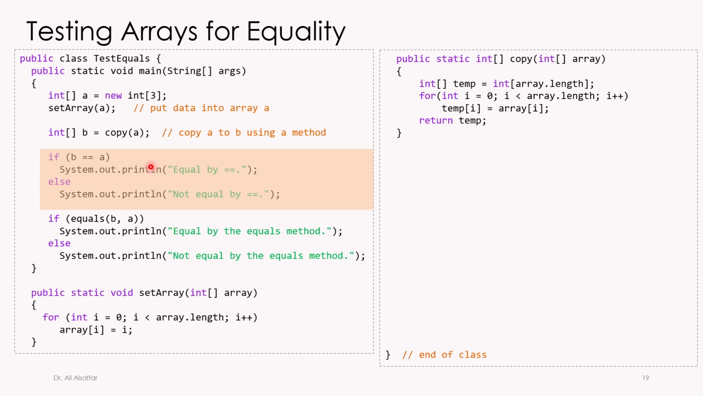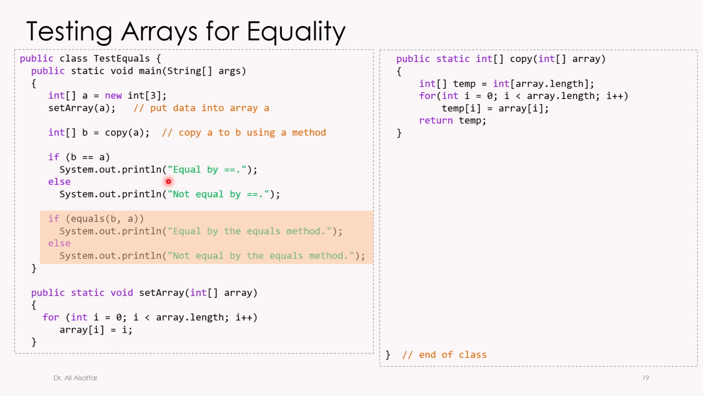Why? Because whenever we create an array, it is created in a place in memory, and when we create another array, it will be created in a different place in memory, even if they have the same constants inside. So therefore, we need to write a method that will accept the two arrays as input parameters and compare the elements one by one. We have called this method equals.